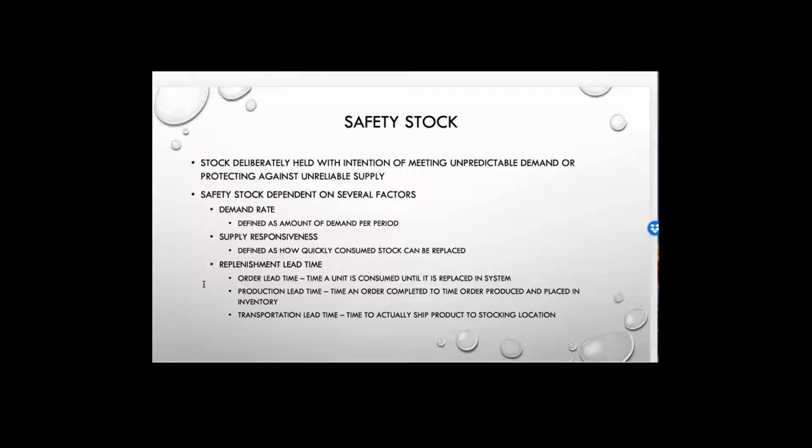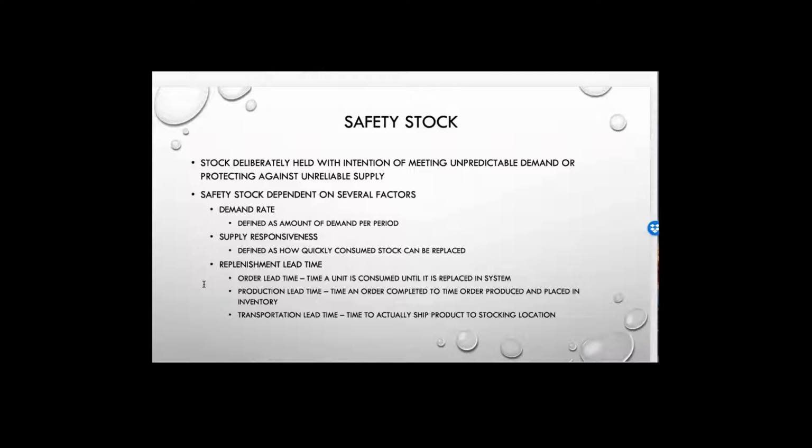The second factor is supply responsiveness. This is where the variation in supply comes in: how quickly the consumed stock can be replaced and how reliably it can be replaced. And then we deal with replenishment lead time. This is forgotten in a lot of the safety stock approaches that I've studied. I've never worked for a company that really used a lot of safety stocks, but I've studied, and I know quite a few people who work with safety stocks, and they frequently say that replenishment lead time is usually overlooked.